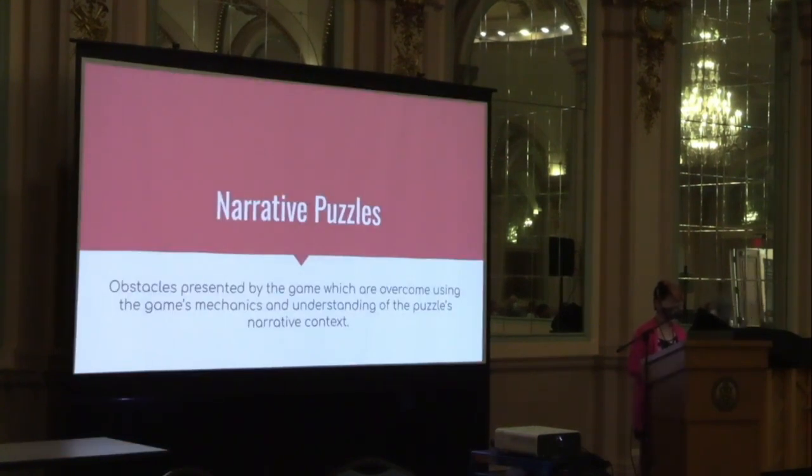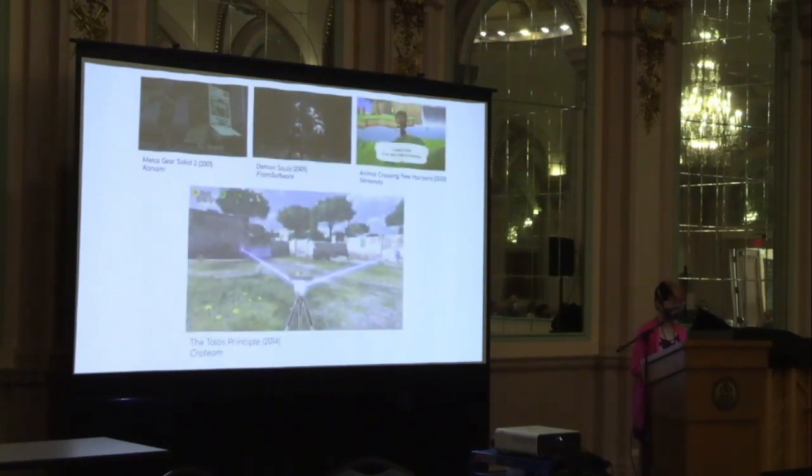Next, narrative puzzles. These are obstacles presented by the game, which are overcome using the game's mechanics and understanding of the puzzle's narrative context. Unlike tests of pure skill, such as sneaking, combat, or fishing, puzzles test your knowledge or understanding. While they don't have to be outright logic puzzles, they should have solutions and outcomes that make sense in context. Understanding information previously given by the game should make solving the puzzle easier than brute forcing or guessing. As well, there should be ingenuity involved on the player's end, not just understanding information you've been told, but extrapolating that information into a solution the game didn't outright tell you about.